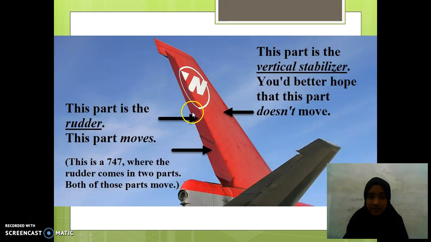Yeah, this one is rudder. This is vertical stabilizer. And this is the rudder. This is the rudder in the empennage.